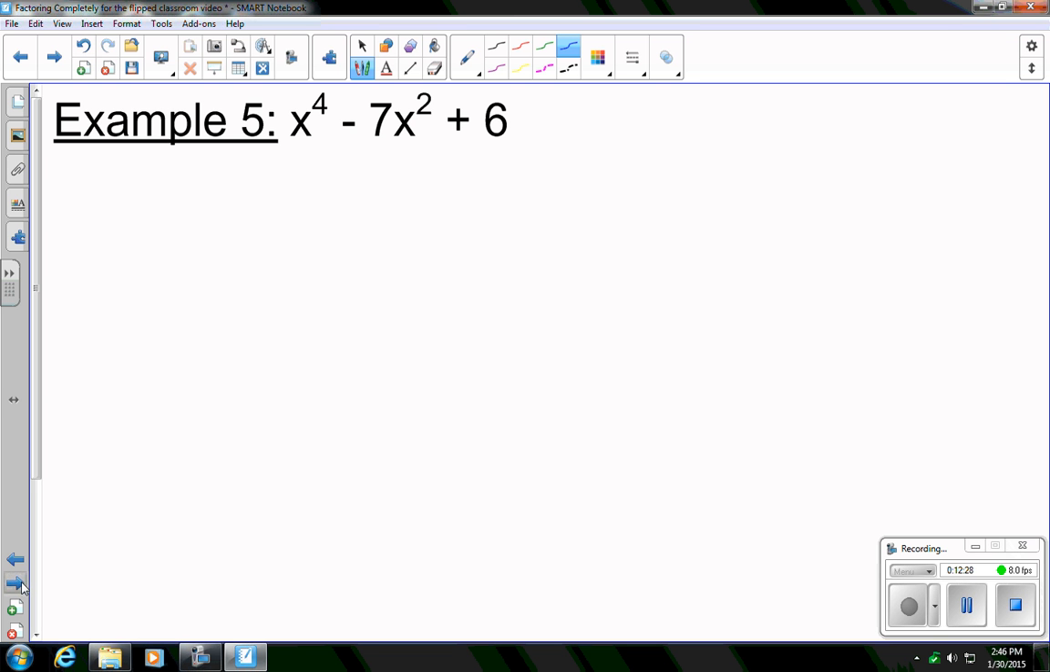So because we have three terms, we're going to use trinomial. Remember, there's an imaginary 1 in the front. So 1 times 6 is 6. So we want two numbers that multiply to 6, but add to negative 7. Take a minute, pause the video, try to come up with those two numbers, and then pick back up to follow along.